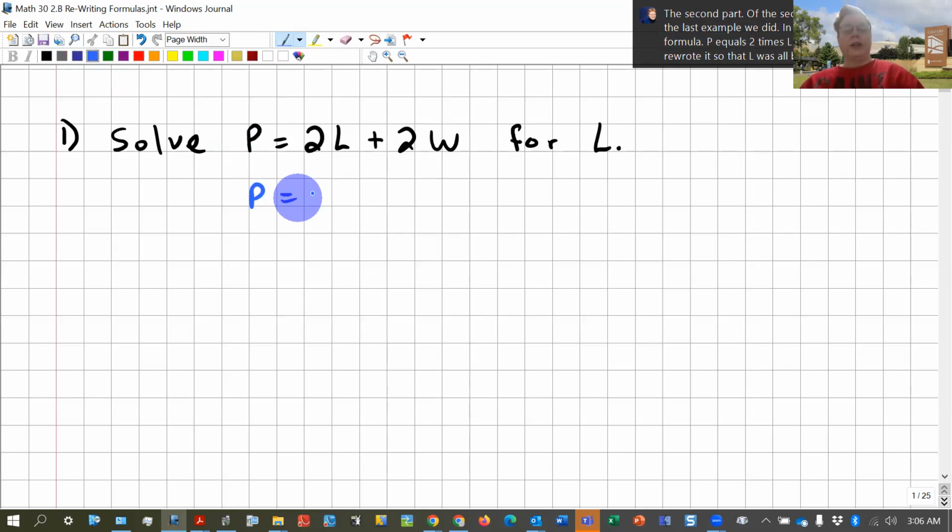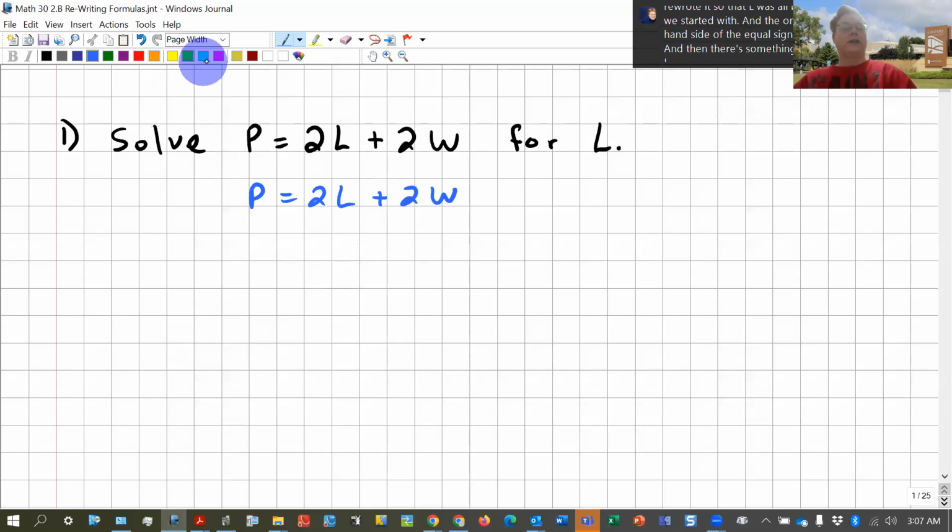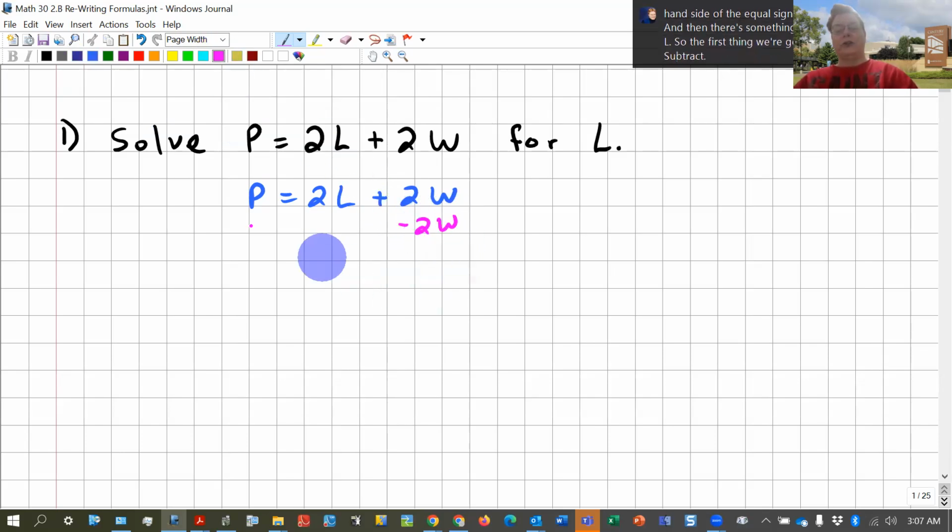So here's the formula we started with. And the only L we see is on the right-hand side of the equal sign. L is being multiplied by 2, and then there's something that is being added to the 2L. So the first thing we're going to do is subtract 2W from both sides of the equal sign.